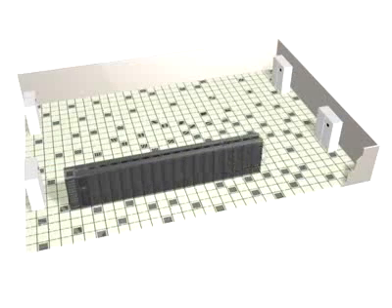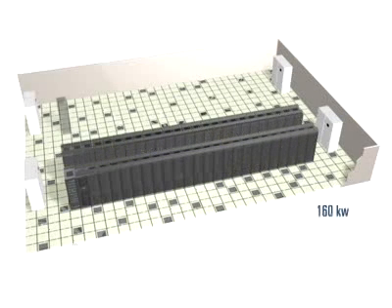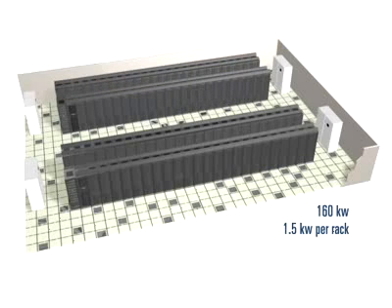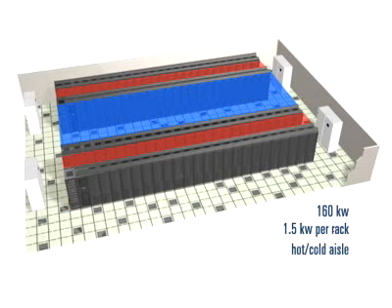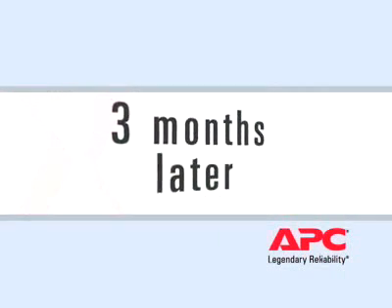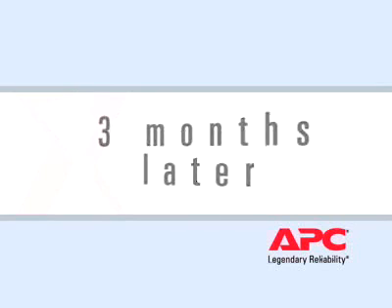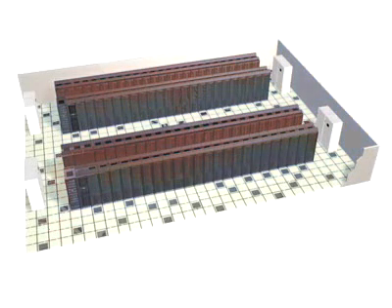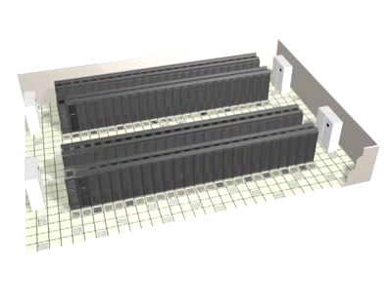Our data center manager starts with a 160 kilowatt cooling requirement, averaging 1.5 kilowatts per rack. He arranges the room in a hot-cold aisle configuration with 4 air conditioning units at the end of the hot aisles for optimal cooling. Within a few months, the data center manager notices that there are some spots in the data center with slightly varying temperatures due to a less than optimal floor tile arrangement. To remedy this, he rearranges the tiles, moving perforated tiles to only the cold aisle and directly in front of the racks.